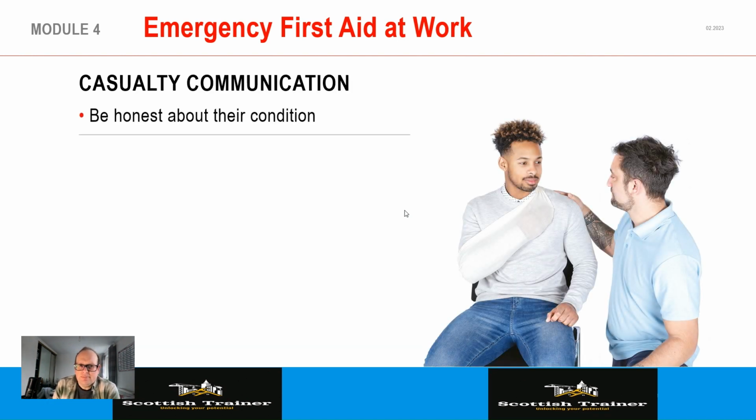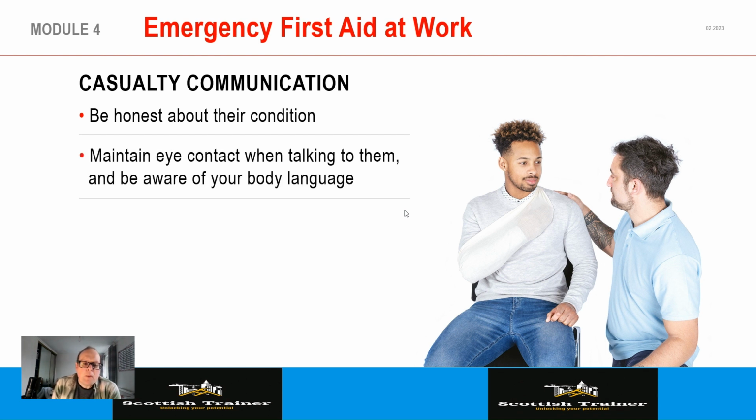Casualty communication. Remember, the casualty's injured. Yeah? They're scared, they're hurt, they're probably still in a little shock, emotional shock. Yeah? Be honest about their condition. Don't sugarcoat things. Don't make it sound worse than it is. Yeah? Maintain eye contact with them. Be aware of your body language. You don't want to make them more apprehensive. You want to open up a conversation. You want to put them at ease. You want them to have confidence in what you're doing and that help is on its way.